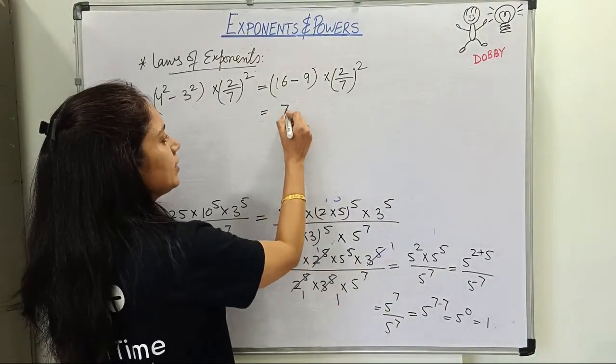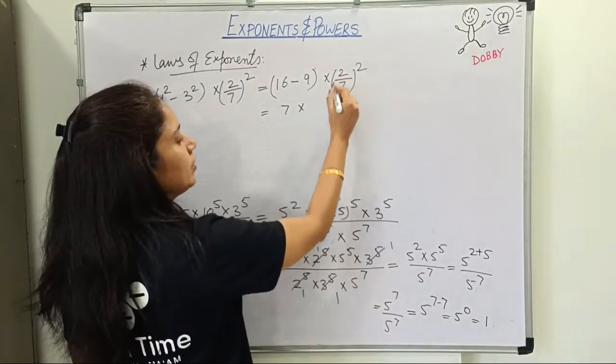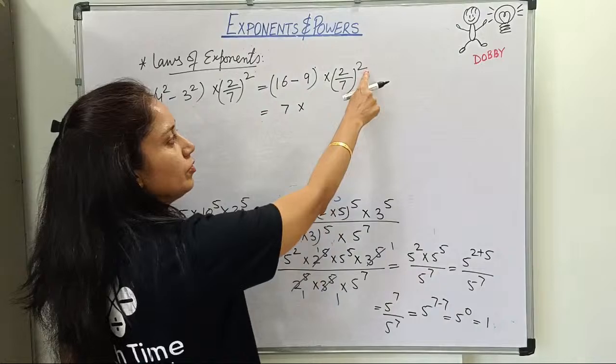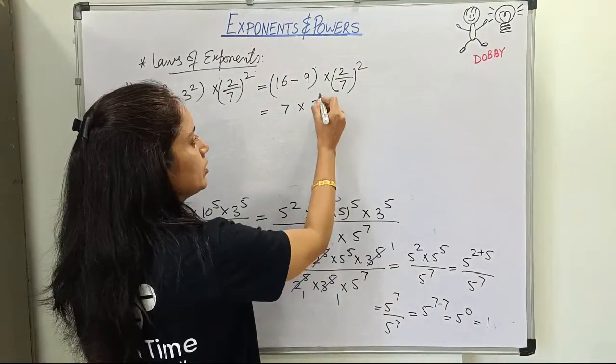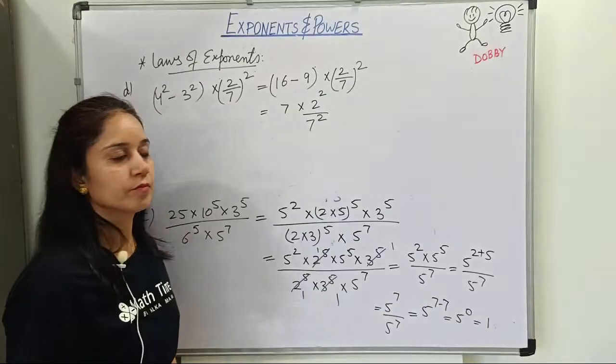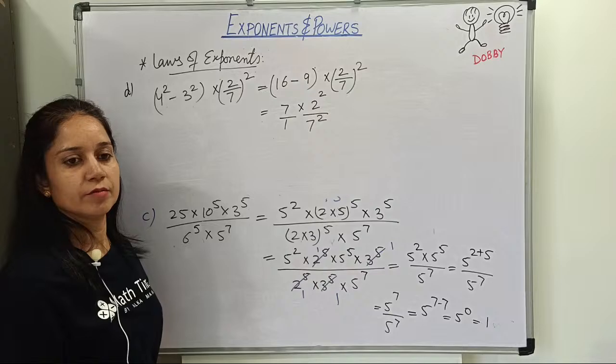16 minus 9 is 7. Multiply by this division, (2 upon 7) entire bracket with power 2, can be written as 2 raised to the power 2 upon 7 raised to the power 2. Here, no denominator, put 1. 7 upon 1.